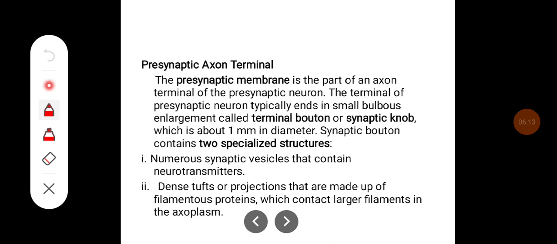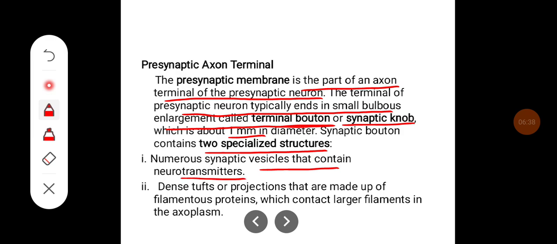Presynaptic axon terminal. The presynaptic membrane is the part of the axon terminal of the presynaptic neuron. The terminal of the presynaptic neuron typically ends in a small bulbous enlargement called a terminal button or synaptic knob, which is about 1 mm in diameter. The synaptic button contains two specialized structures: the numerous synaptic vesicles that contain neurotransmitter, and dense stuff or projections made up of filamentous proteins which contact larger filaments in the exoplasm.